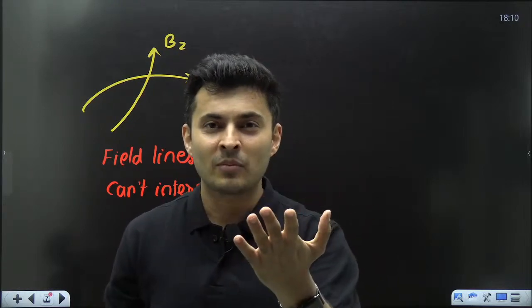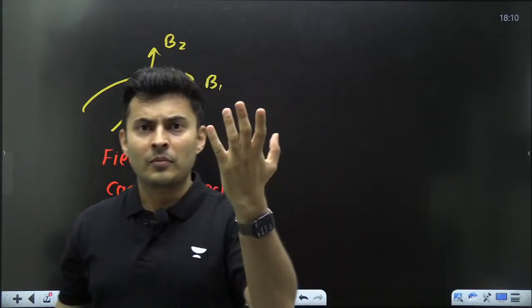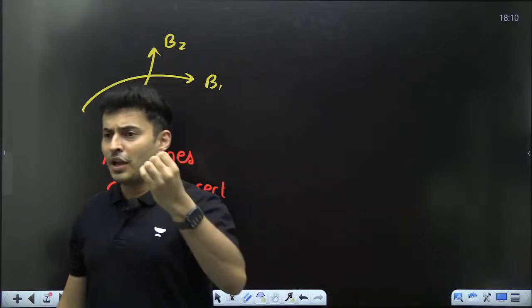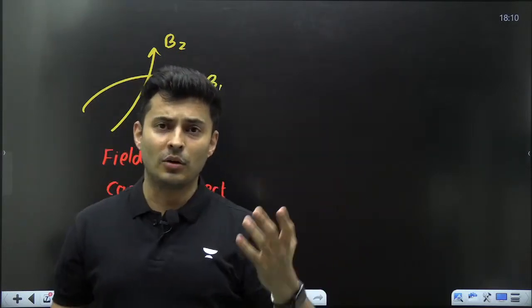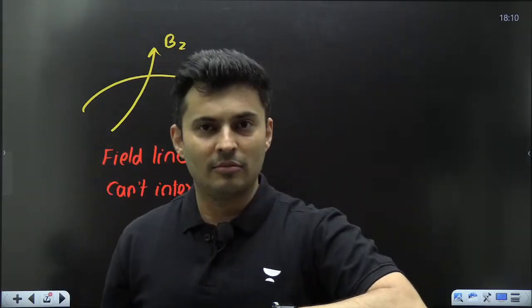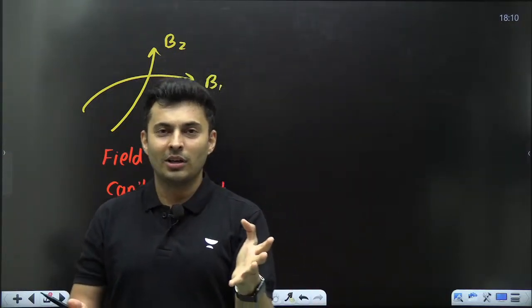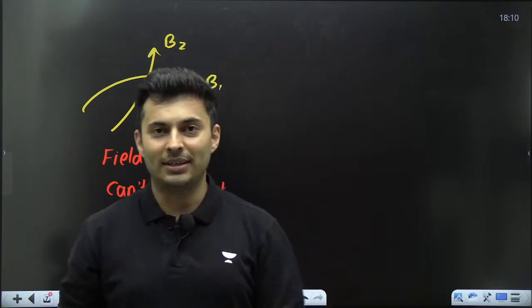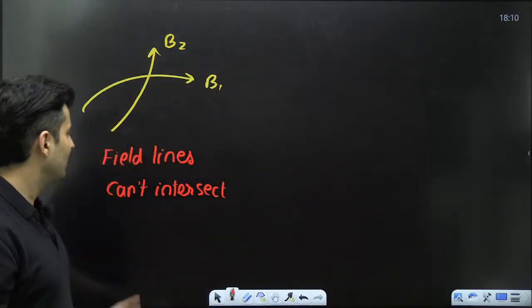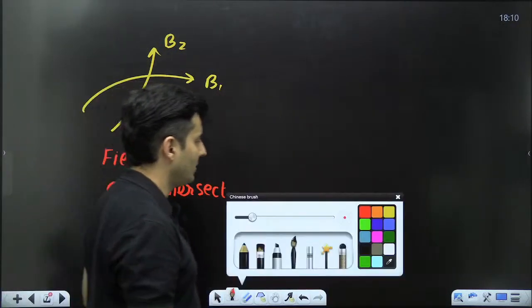I can't say you are an Indian also, you are an American also. Either you are in India or you are in America. You are an Indian or an American. You can't be both. Right? So that's how it is. So it can't have two directions. That's the logic behind it.